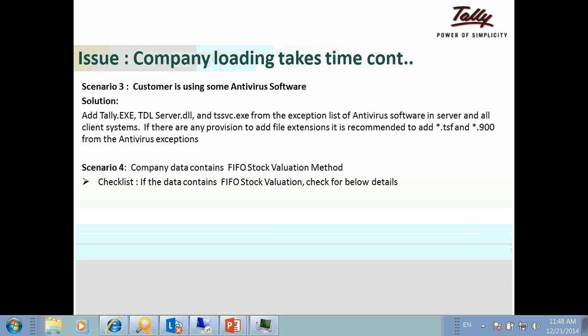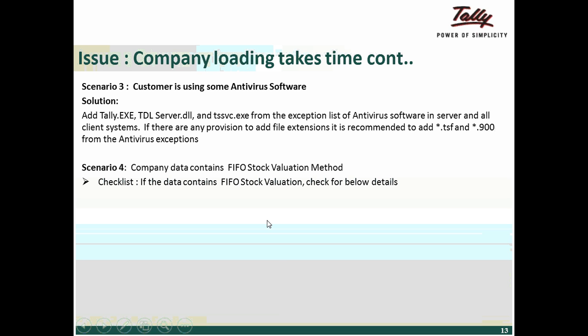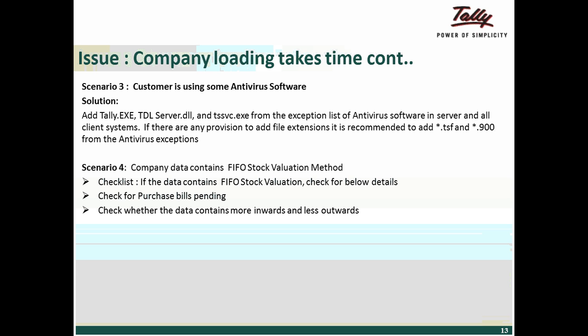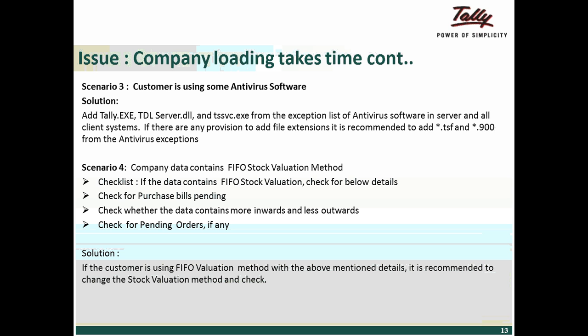So what is to be done in this case? You have to check if the data contains the FIFO stock valuation method and check the below details. Is there any purchase bill pending? Check whether the data contains more inwards and less outwards. Whenever the company has a FIFO stock valuation method and you have a larger number of inwards and fewer outwards, there is a chance it takes time. Check for pending orders, if any.